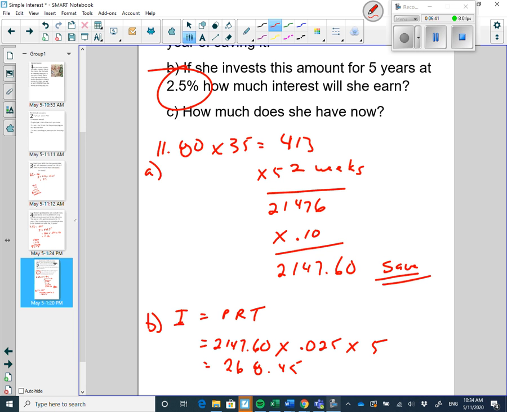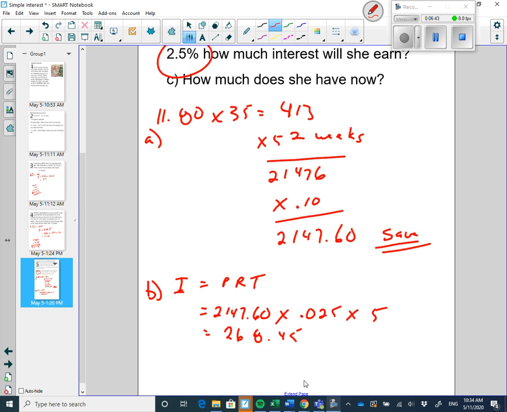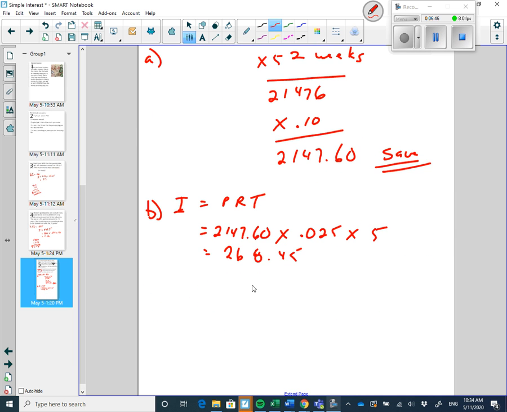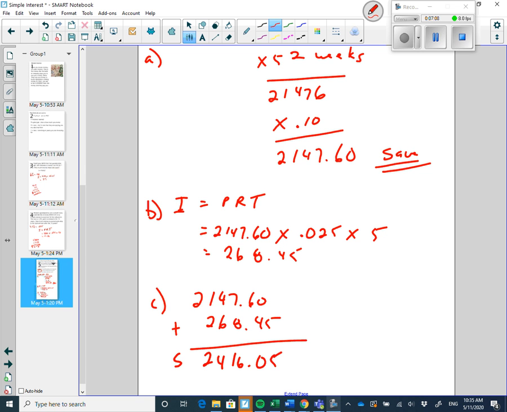This is part A. And the last question, how much does she have now? We're going to add those together, right? So she saved, part C, she saved $2,147.60. We're going to add that to the interest, $268.45. $2,416.05. That's how much she has. Okay, and this is something that she should continue to invest and have herself a little bit of an emergency fund in case of emergencies.